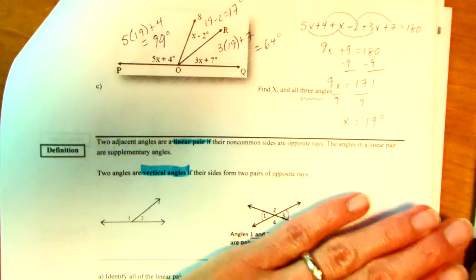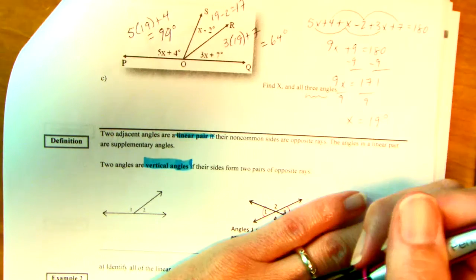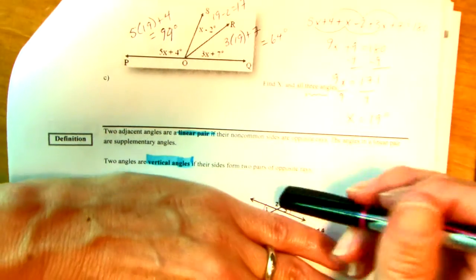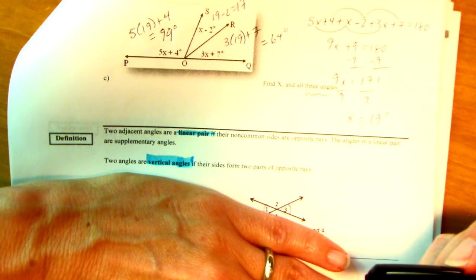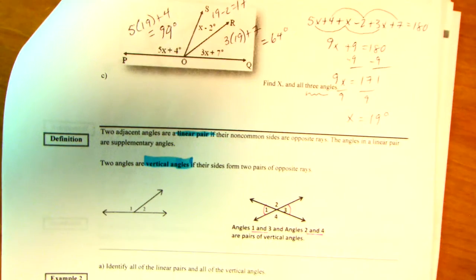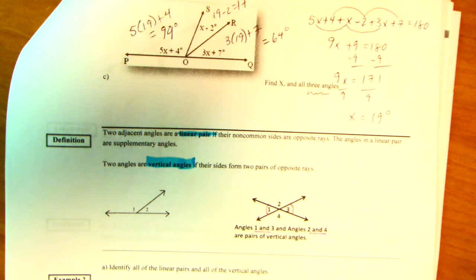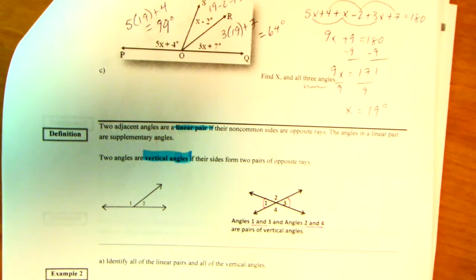There is a proof for this, because these two add up to equal 180. These two add up to equal 180. If you take that away, these will equal each other. So there is a little proof for that. I probably should do that with you. I'll do that in class. All right, here we go.